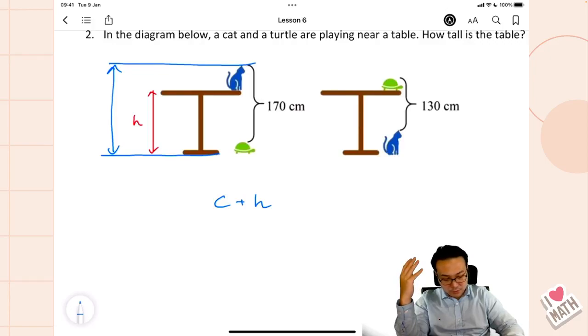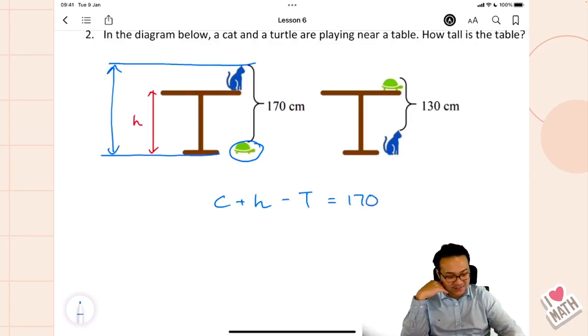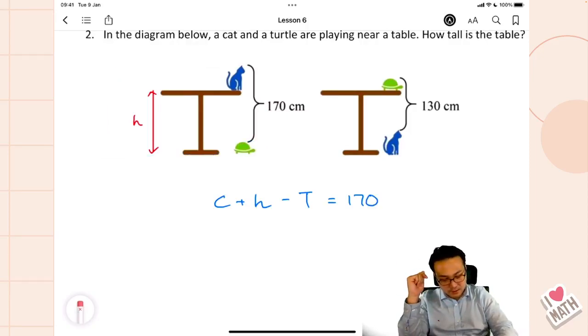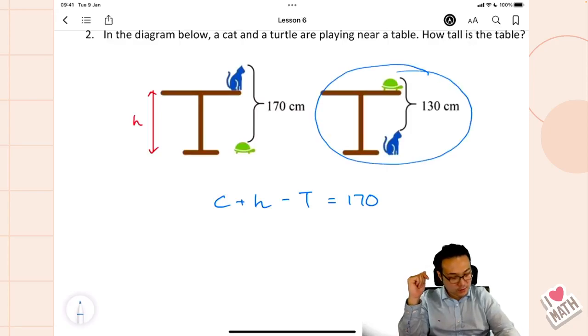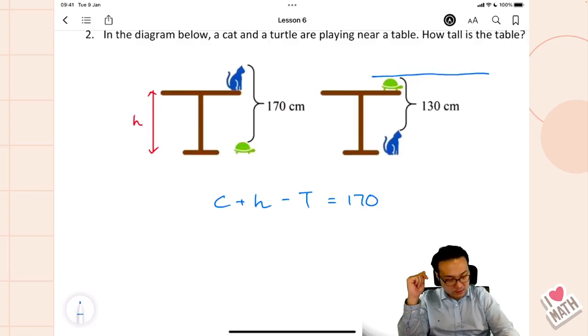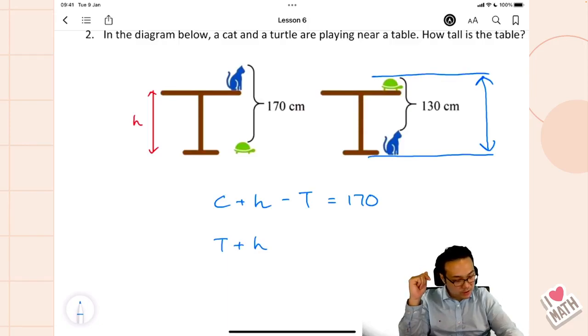So what must I do? I must minus away the turtle. If I minus away the turtle, then I can get 170, okay? So we write this down first. Help us to logify it. Now you look at the other one, the other diagram. If you take the height of the turtle plus the height of the table, you are going to get more than 130. Let me write down turtle plus the height of the table is already more than 130. So what must you do? Minus the height of the cat. Then you can get 130, understand?